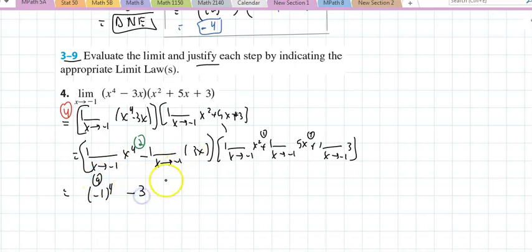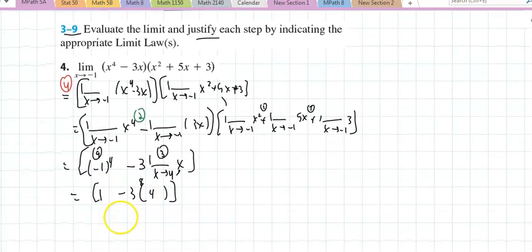I'm going to take the 3 up front. I could do that in one step, but I'm going to do it in 2 just to see it. And this is 1. This is minus 3. I'm going to throw the 4 in there. And what allows me to plug the 4 in there? That is property number 8. So this first set of parentheses is actually 1 minus 12, which is negative 11.